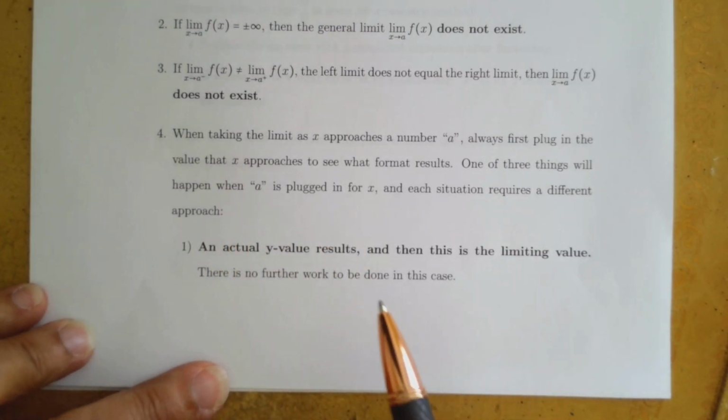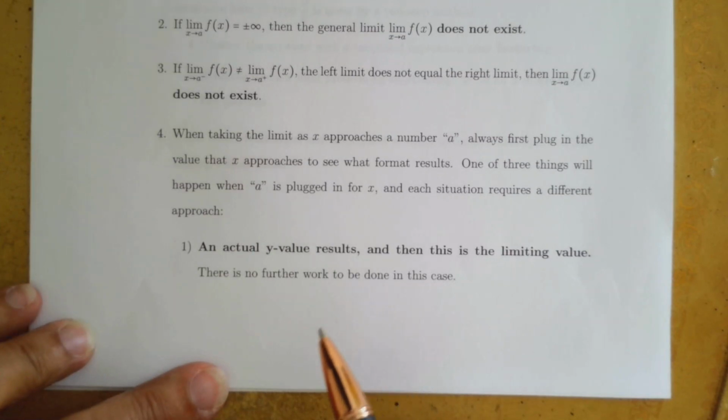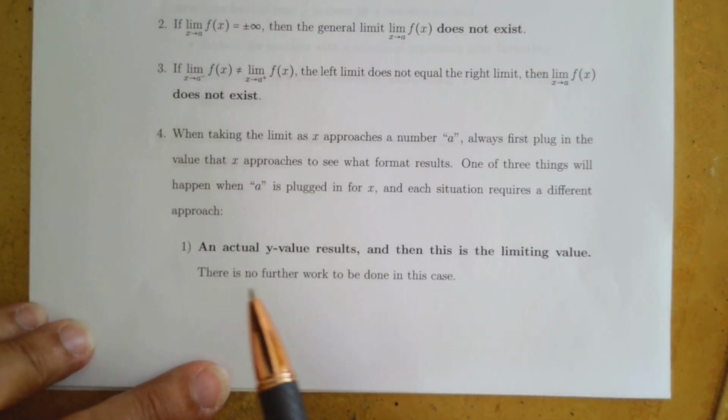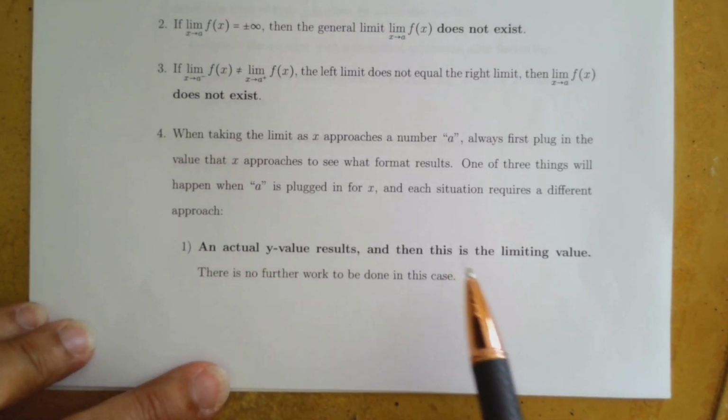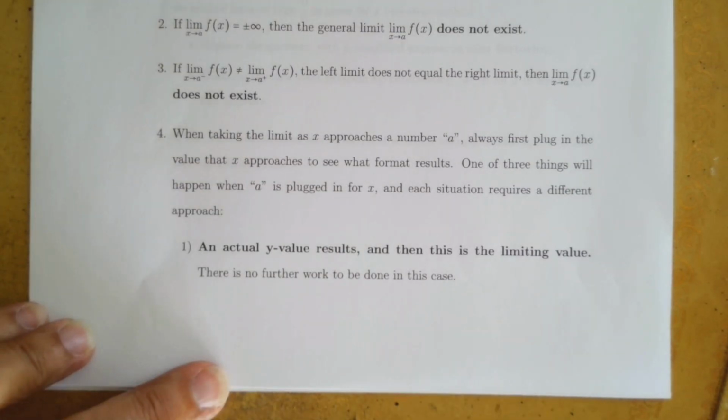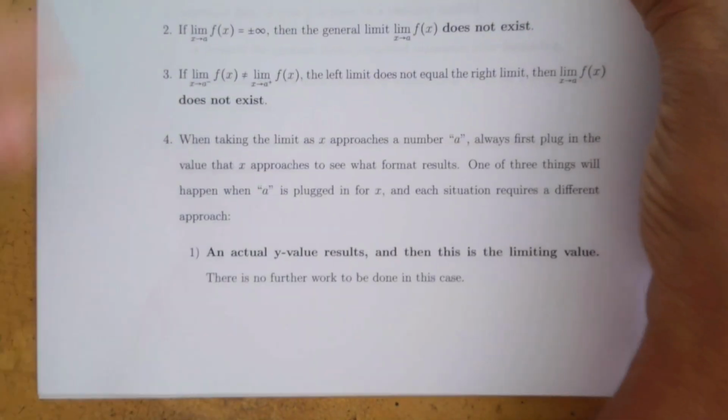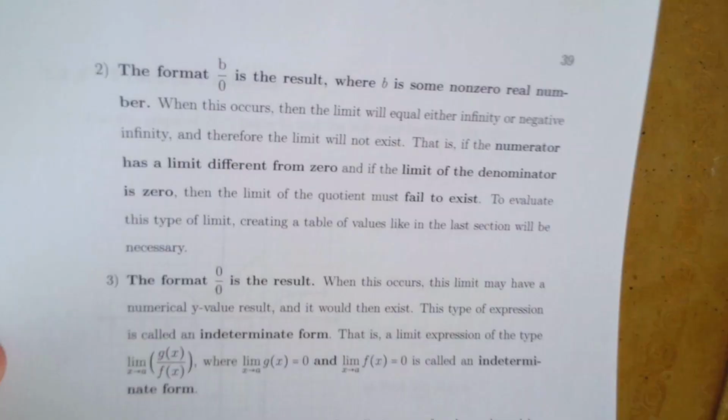That's always going to be the first thing you do when you're looking for a limit: plug in the number value and see what happens, because all three of these things require you to do that. So the nice one is if you get a number answer, that is the limit and you don't have to go any farther. All right, there's two other cases.